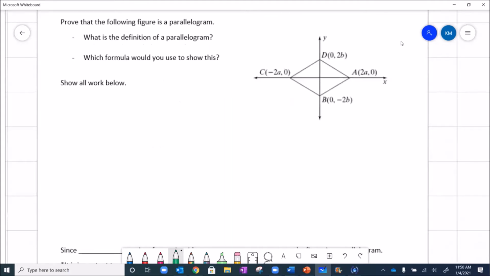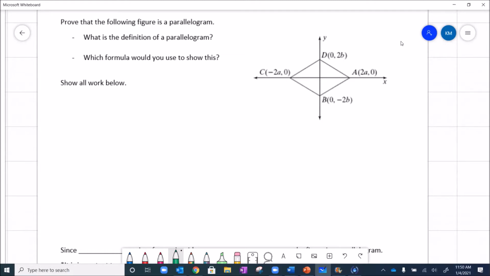It says, prove that the following figure is a parallelogram. So our thought process is, how do I prove that it's a parallelogram? What do I need to do? Because you could use the distance formula or the midpoint formula or the slope on any 2 points, really. But you want to make sure that you're using the formula efficiently and doing the work that you need to do and not a bunch extra.